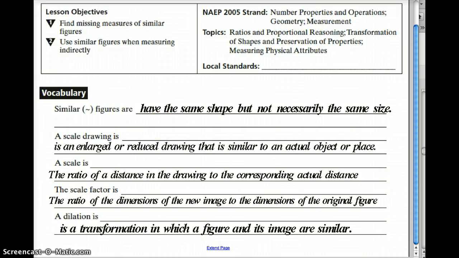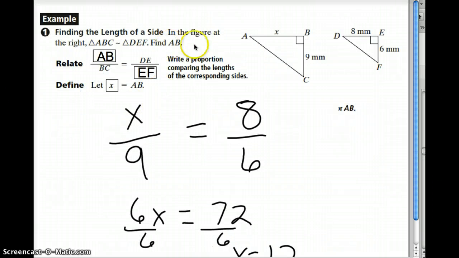Moving on to our first example, we are trying to find the side length of x. Okay, and we're told ABC is similar to triangle DEF. So if you look here, AB, first two letters, should be similar to DE. BC should be similar to EF, and the same with AC and DF.